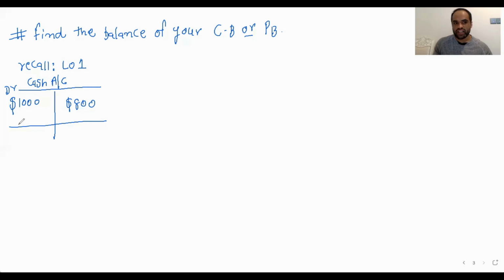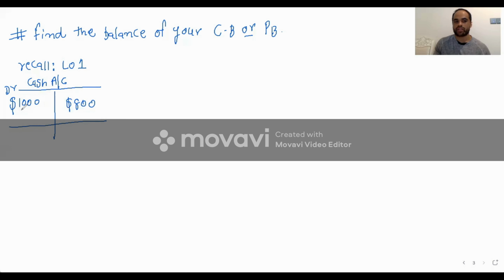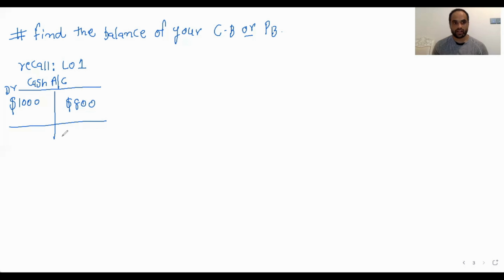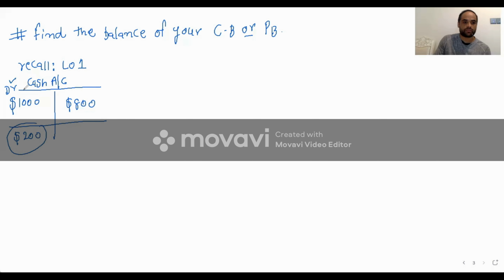Now, can you finish this cash account? Can you complete it? What is your balance? How much is the cash account closing balance? How much money do you have left at the end of the period? That's what I mean. Can you complete these T accounts? 200 debit, right? 200 on the debit side.